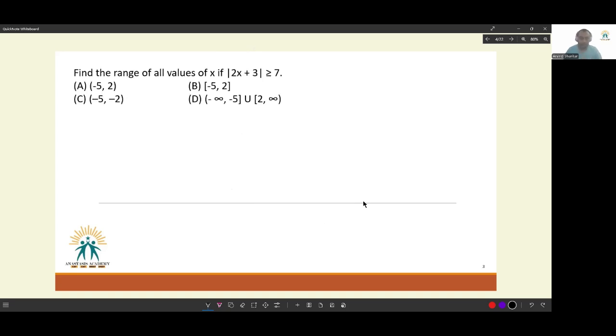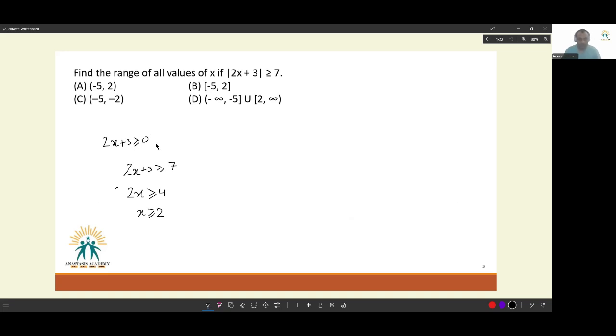Next one then. Find the range of all values of x if |2x + 3| is greater than or equal to 7. Now, there are two ways in which this can be solved. The first way is the equation-based way, wherein we break it down into two parts. 2x + 3 is greater than or equal to 0, in which case 2x + 3 is greater than or equal to 7 also. And then 2x has to be greater than or equal to 4, or x has to be greater than or equal to 2.